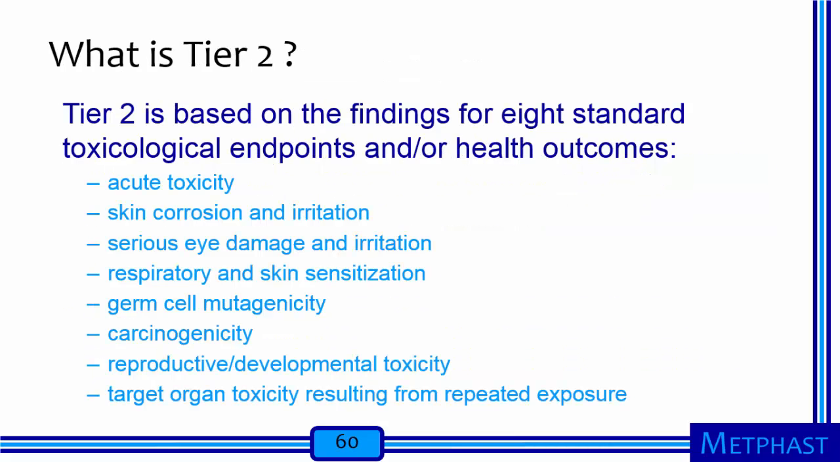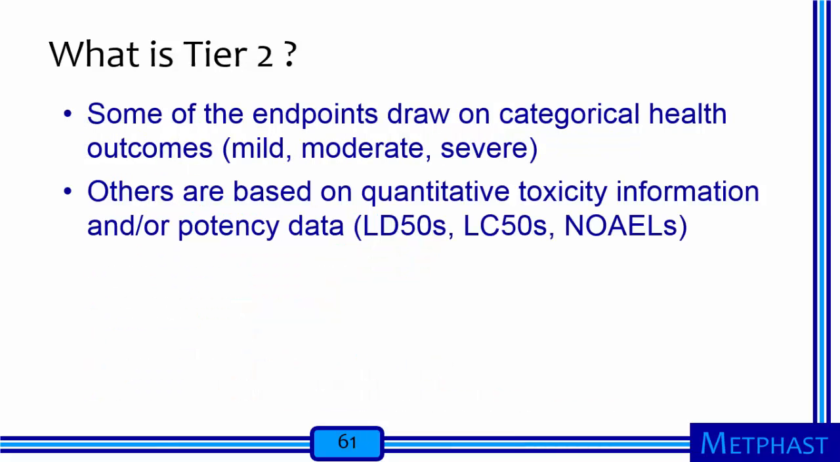Tier 2 is based on the findings for 8 standard toxicological endpoints and health outcomes. These are the same endpoints as in Tier 1: acute toxicity, skin corrosion and irritation, serious eye damage and irritation, respiratory and skin sensitization, germ cell mutagenicity, carcinogenicity, reproductive or developmental toxicity, target organ toxicity resulting from repeated exposure. Some of the endpoints draw on categorical health outcomes, for example, mild, moderate, or severe. Others are based on quantitative toxicity information and/or potency data, such as the LD50s, LC50s, and the NOELs.